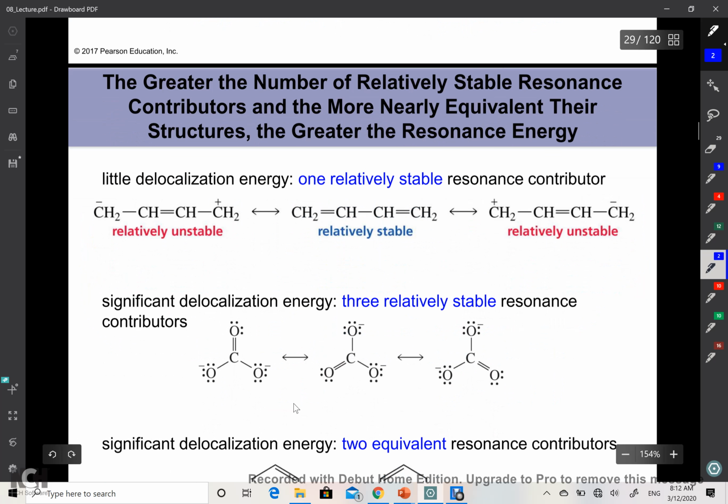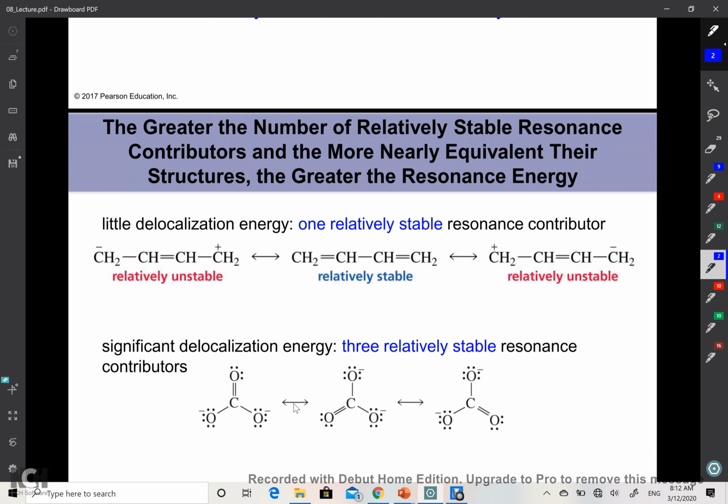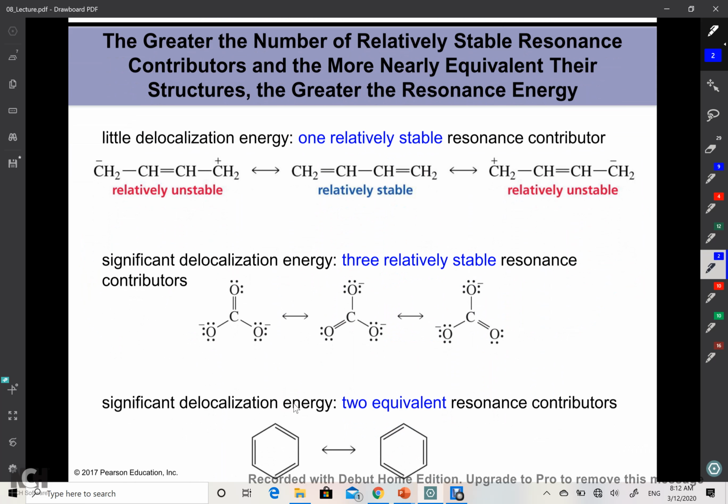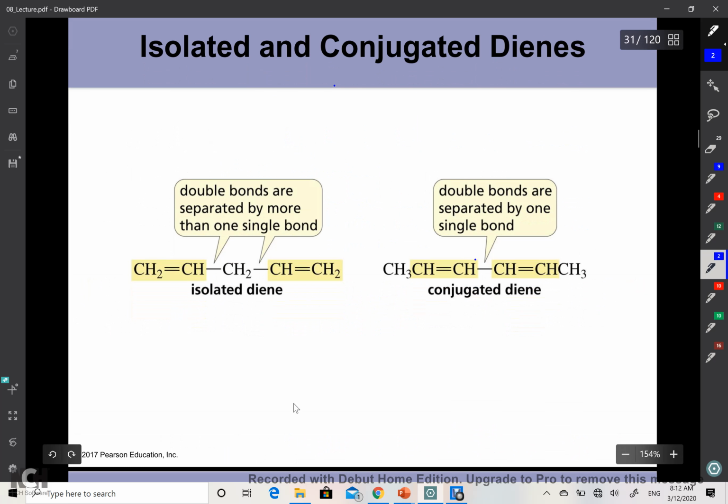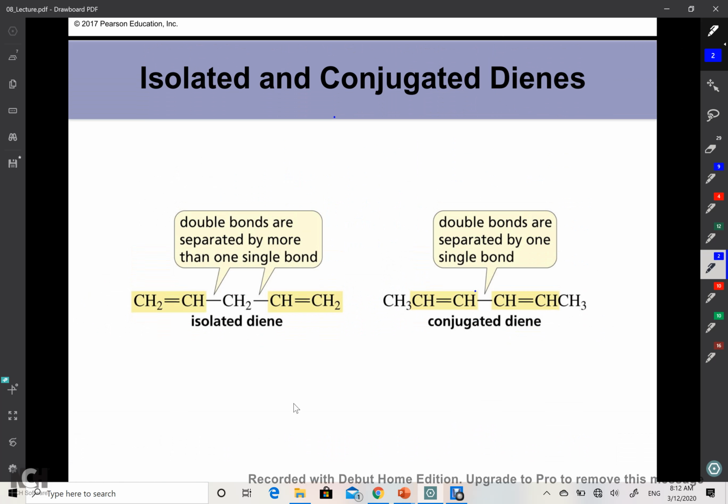Now, what I want us to look at, well, it's the same thing. I will skip this one, the greater the resonance structures. What I want us to look at will be isolated and conjugated dienes. That's where I want us to start from today.